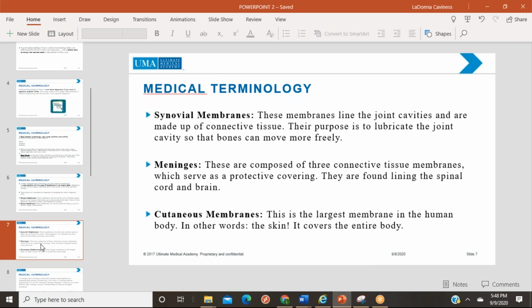And let's talk about the meninges. These are composed of 3 connective tissue membranes, which serve as a protective covering. They are found in the lining of the spine, the spinal cord, and the brain. And what about the cutaneous membrane? This is the largest membrane in the human body. In other words, it's pretty much like the skin. It covers the entire body.